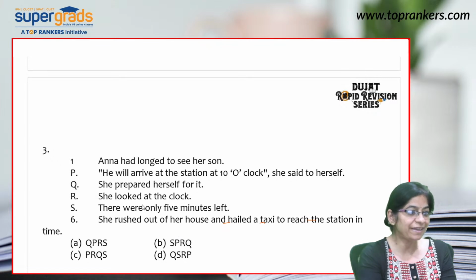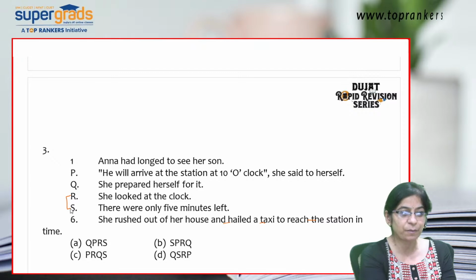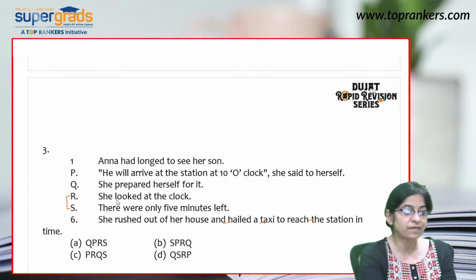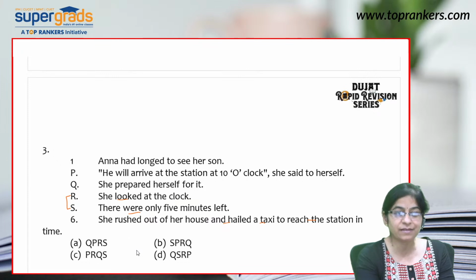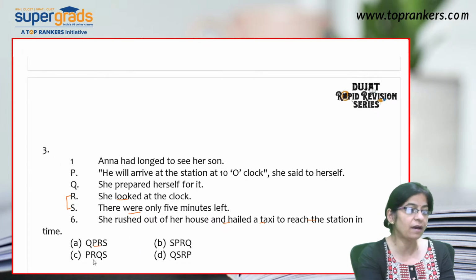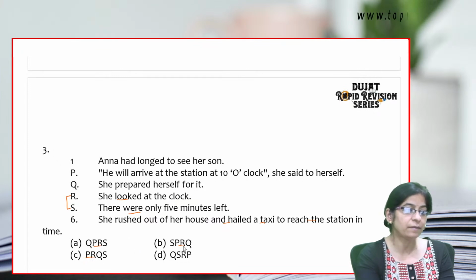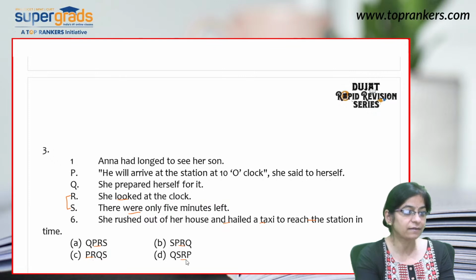See, from what I can see, there is definitely a set of mandatory pairs. Now, this one is: she looked at the clock, only 5 minutes were left. So, R and S form a mandatory pair. Now, let's see which option has R and S as a mandatory pair. PR, PR, PR, SR, SNR. Well, that's the one that I was looking for. Now, the chances that D would be the right answer increase here.